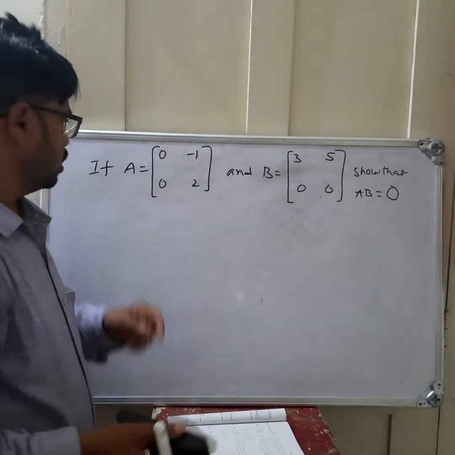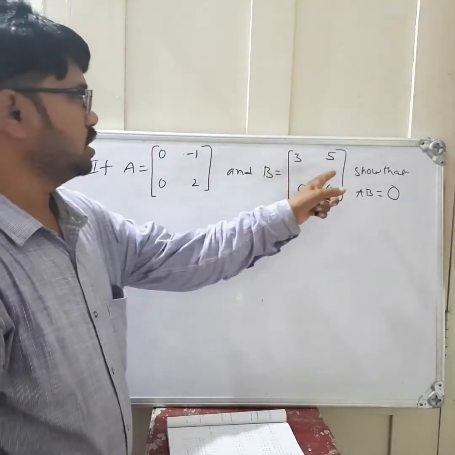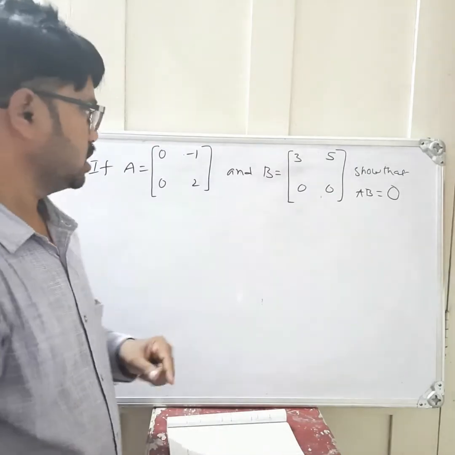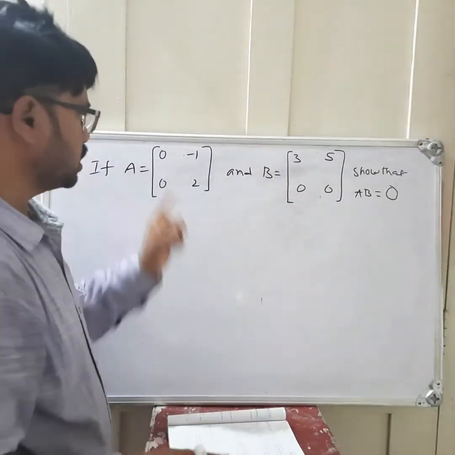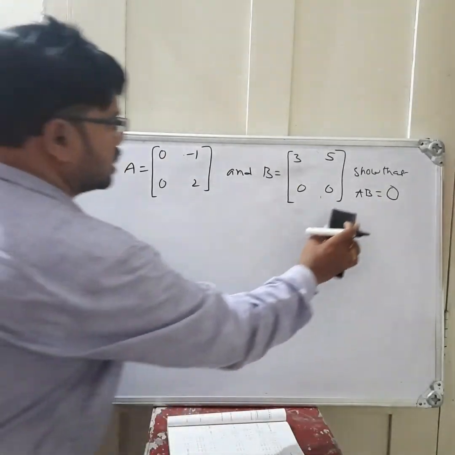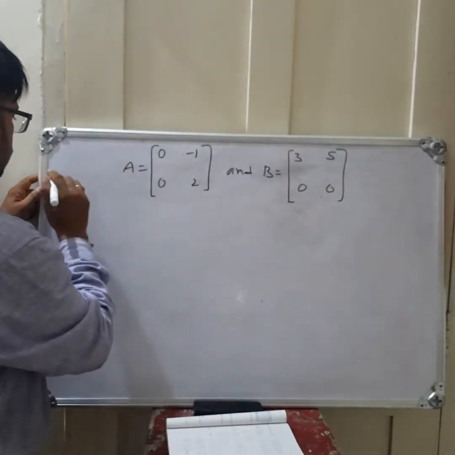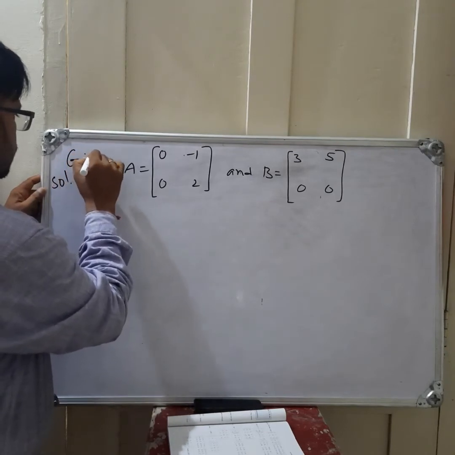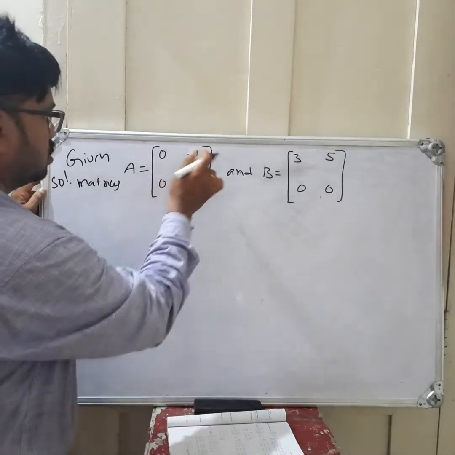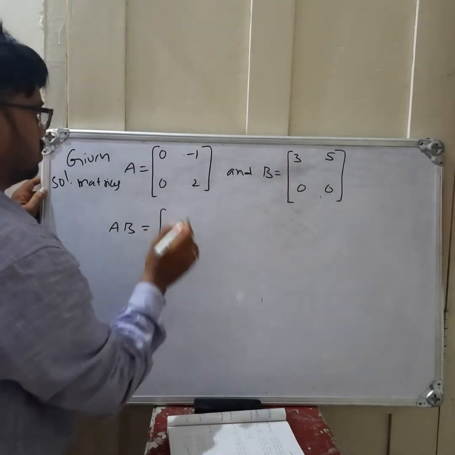See the next numerical. If A equals 0 minus 1, 0 2 and B equals 3 5, 0 0, show that AB equals the 0 matrix or null matrix. Here both A and B are not null matrices, but the multiplication AB is equal to a null matrix, you have to show. Solution, same. Given matrices A equal to this, B equal to this, then AB, so multiplication.